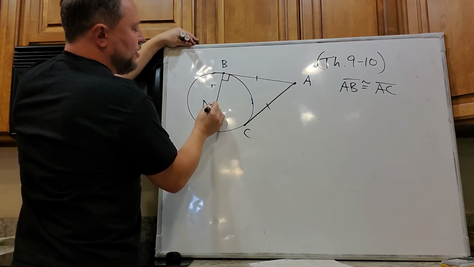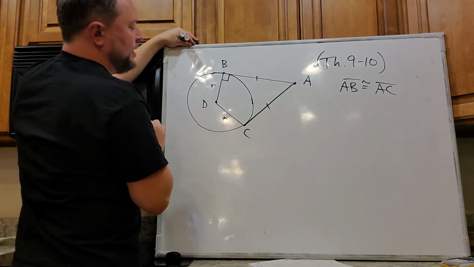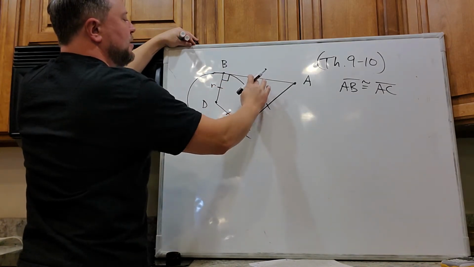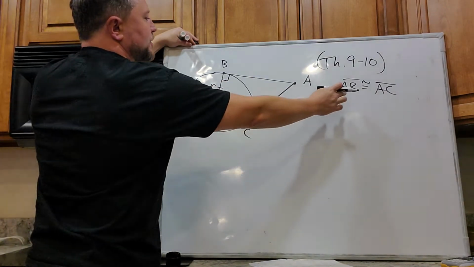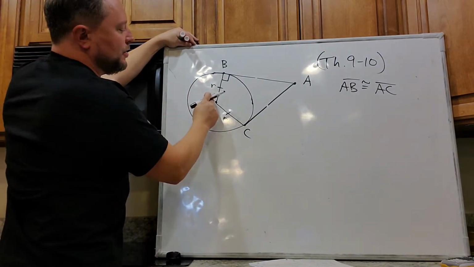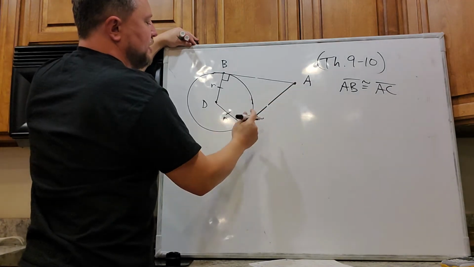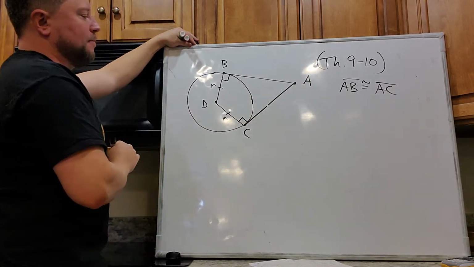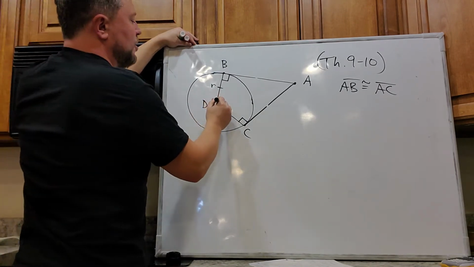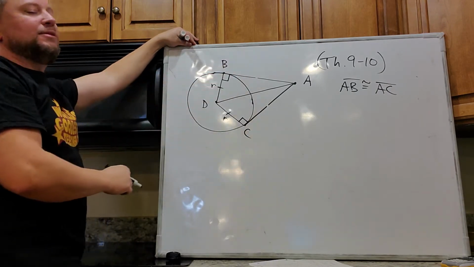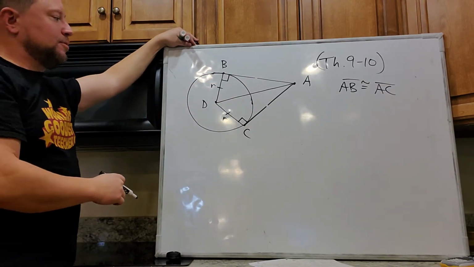Okay, now if I draw D to C, that's another radius. So I know that this and this match. But let's pretend I didn't know those match. Okay, so I've got a radius and a radius. Again, this radius should meet this tangent at a right angle. Okay, and then I'm going to draw a segment from D to A, splitting this, as you can see, into a couple of right triangles.